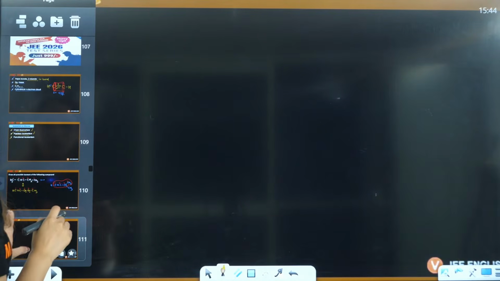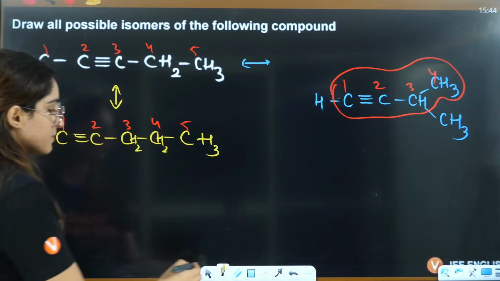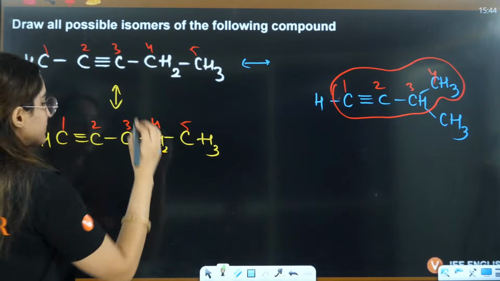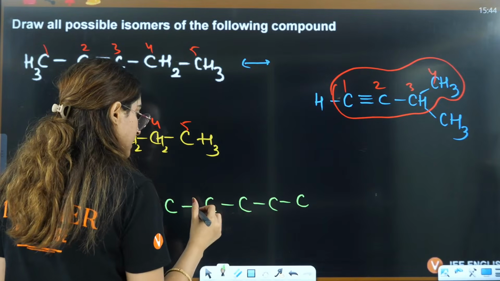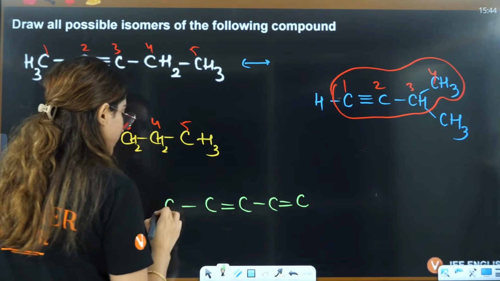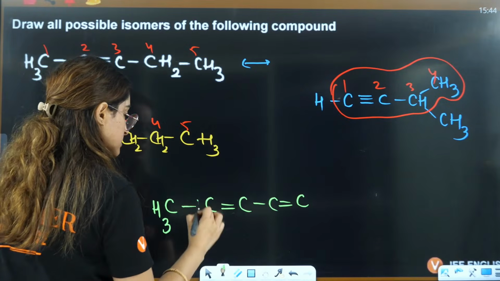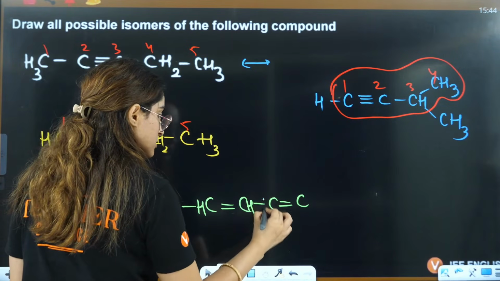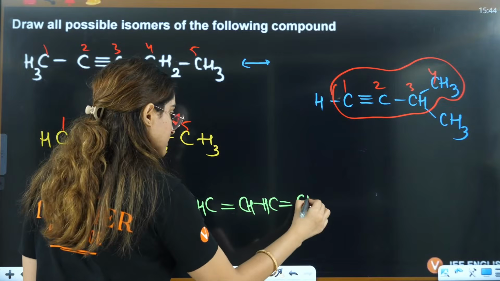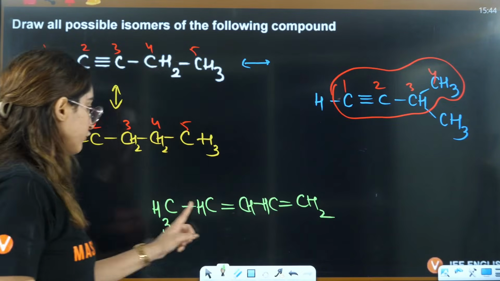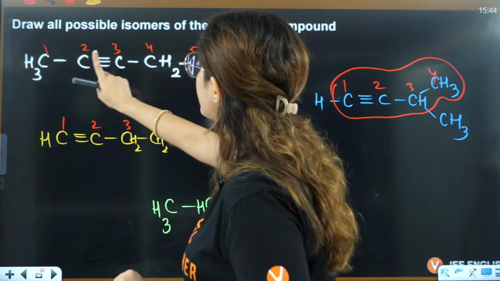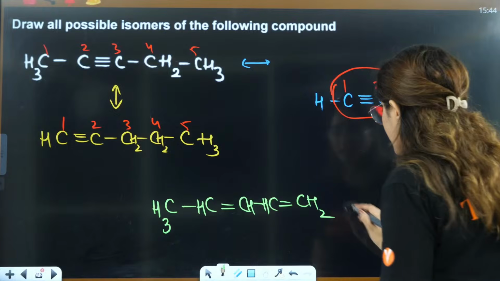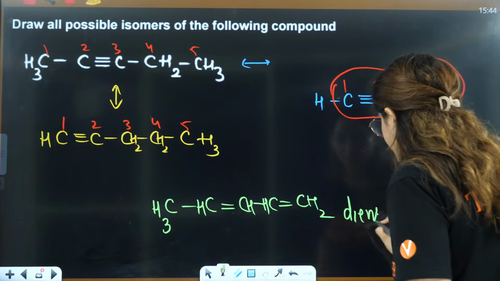What about functional group isomerism? Functional group means it can also show you 1, 2, 3, 4, 5. A double bond here, a double bond here. This will be CH3, CH, CH, CH and CH2. 3, 4, 5, 6, 7, 8. Is it 8? 3, 4, 5, 6, 7, 8. Yes. Can you see this is diene?